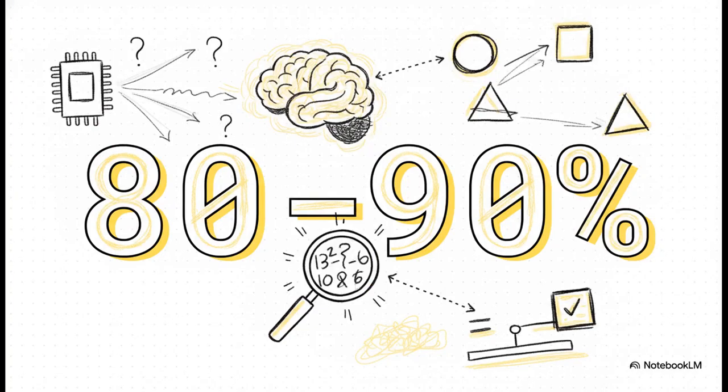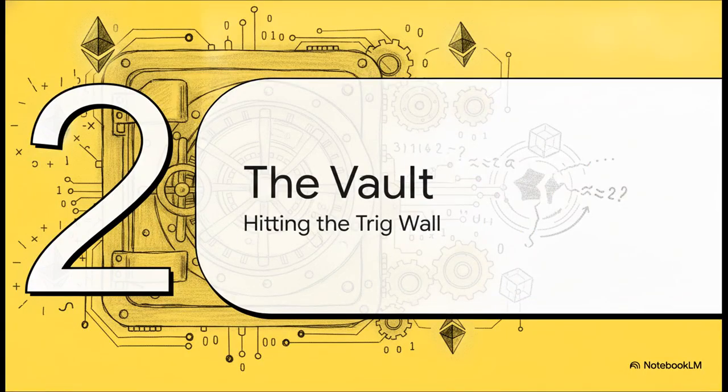And here is the truly staggering reality of this hardware limitation. An estimated 80 to 90% of modern AI compute cycles actually rely entirely on these hardware approximations. That's huge. When massive language models are doing their heavy lifting, they're mostly just using hardware that fundamentally guesses the nearest mathematical truth. It's a massive systemic problem of estimation over real arithmetic. Which brings us to Section 2, the vault, hitting the trig wall.